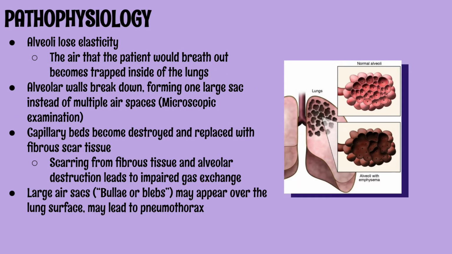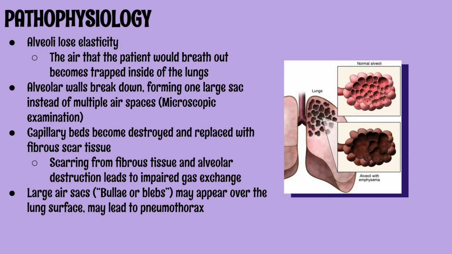In emphysema, alveoli lose elasticity, decreasing the alveoli's ability to expand. As a result, the air that the patient would normally breathe out becomes trapped inside of the lungs. Alveolar walls break down, forming one large sac, so the alveoli no longer have multiple air spaces. Capillary beds that would normally be located within the walls of the alveoli become destroyed and replaced with fibrous scar tissue. And the scarring from that fibrous tissue, along with alveolar destruction that's taking place, is going to lead to this patient having poor gas exchange when they respirate.